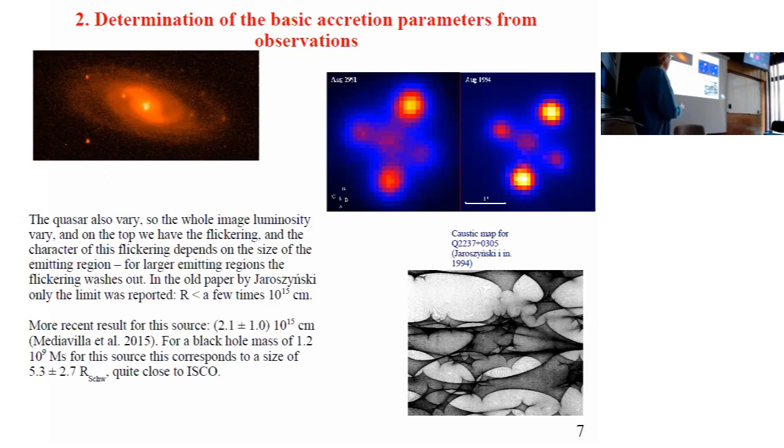In the old paper of Michał Jaroszczyński, he was only able to report the upper limit for the optical size of the quasar behind, and it was a few times 10 to 15 centimeters. But more recent results from 2015 give already more accurate results with both upper and lower limits. So the optical size of these quasars is 2 times 10 to 15 centimeters plus minus 1. And that corresponds to 5 Schwarzschild radii. We really see the emission which originates close to ISCO.